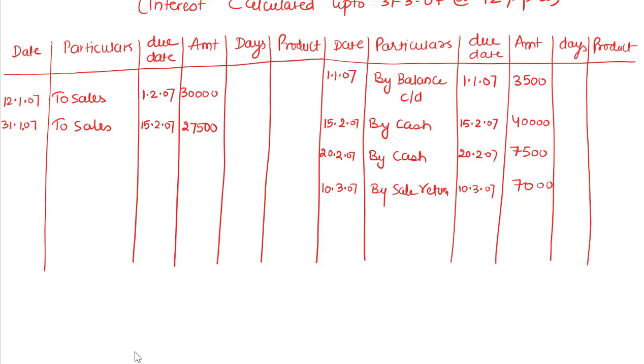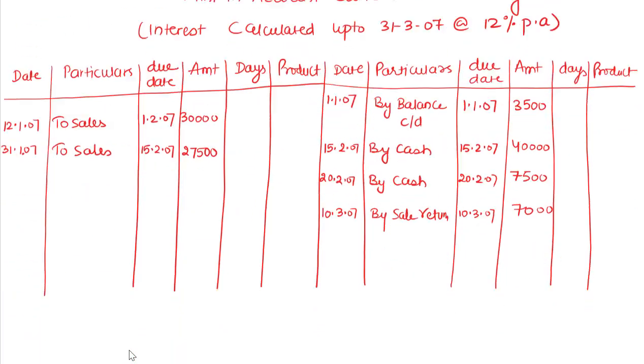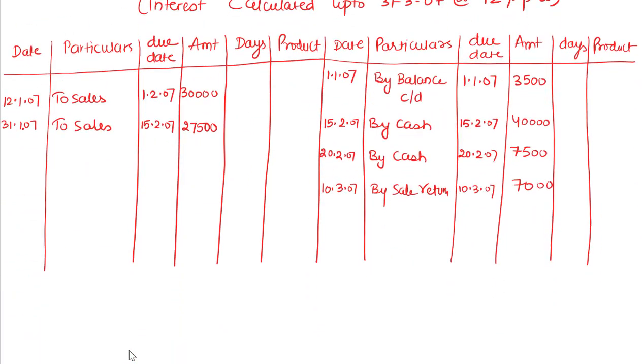Let's move ahead. Cash received 6,500 on 25th March. On 25th March by cash 6,500. The due date will be 25th March.